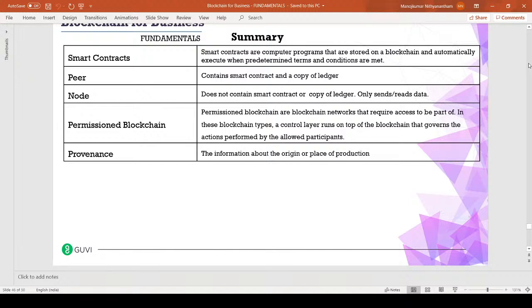Provenance is the origin of the information, where the involved parties or the stakeholders are able to go and reason out or find why the current state has reached this level, going back to its origins.